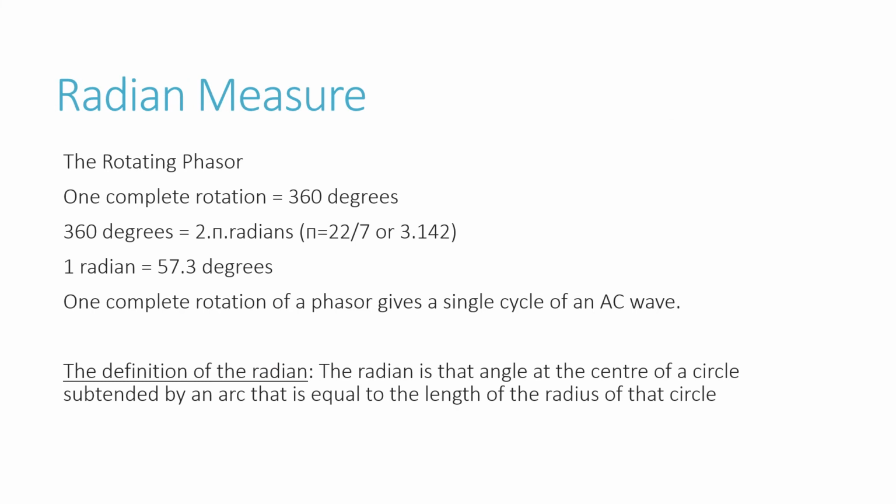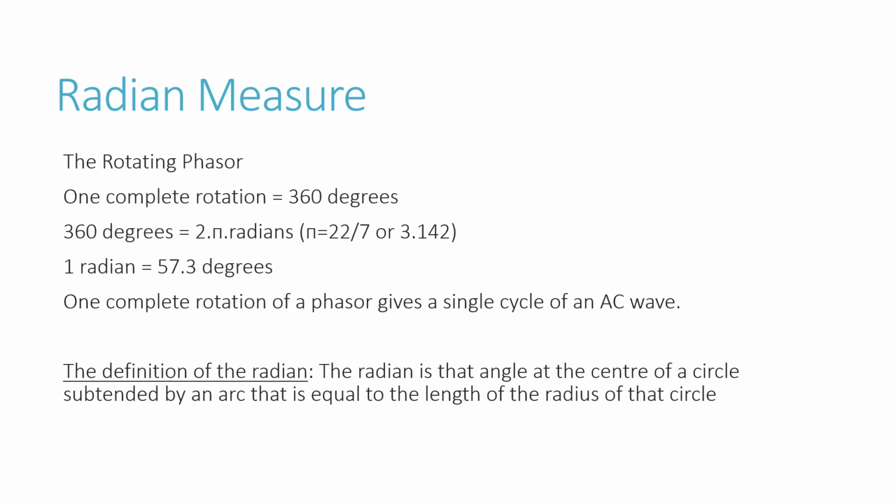Okay, now let's talk about radian measure. I just indicated to you that the angle, the speed of the rotation, the angular velocity, is measured in radians. So the question is, what is a radian? Let's look at this by considering what we call a rotating phasor.